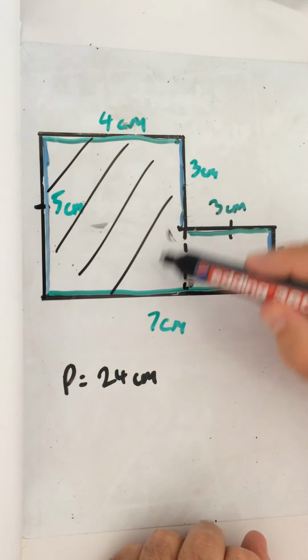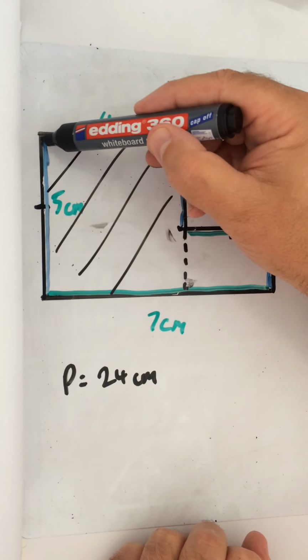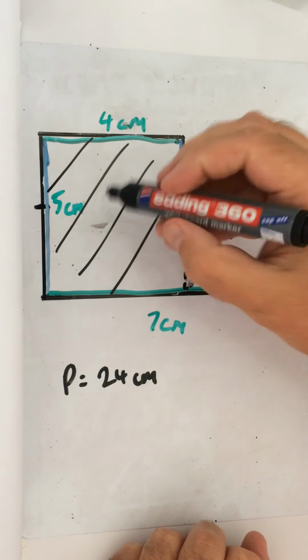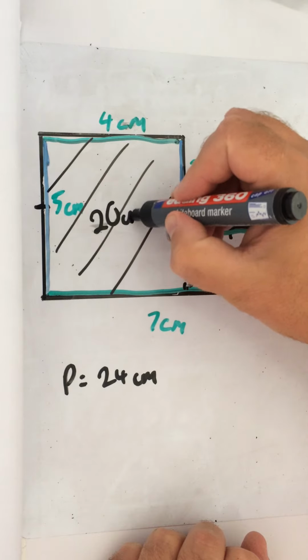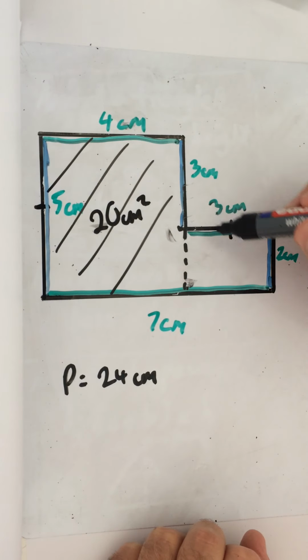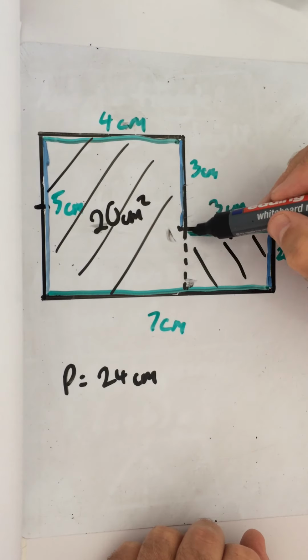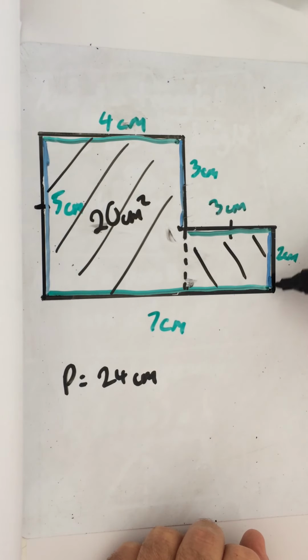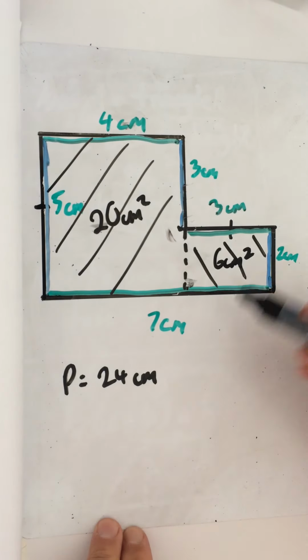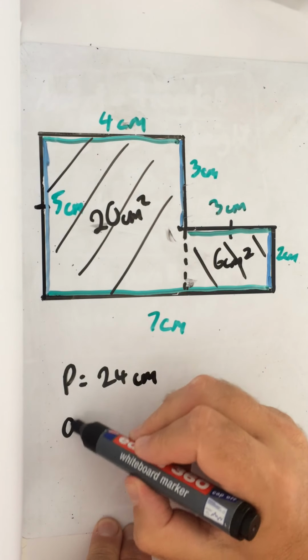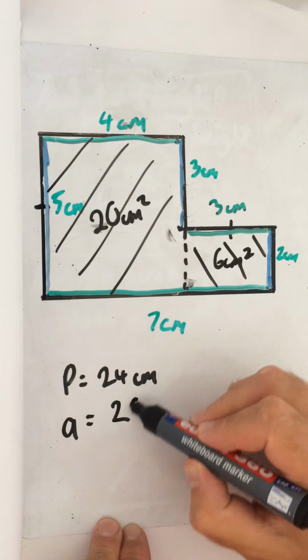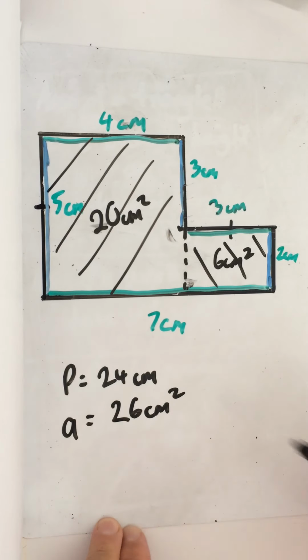So I'm going to find this area first. The length is 5 and the width is 4. So this section here is 20 centimeters squared. And then I'm going to find the area of this part here. The length is 3, the width is 2, 6 centimeters squared. Add those two together, area equals 26 centimeters squared.